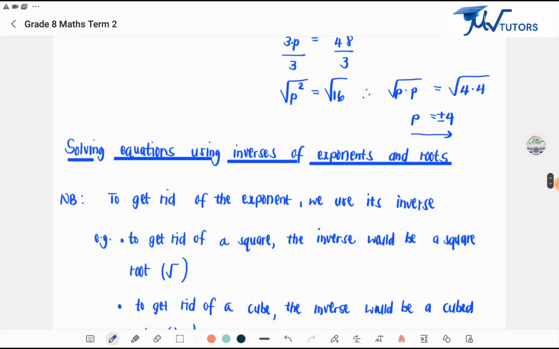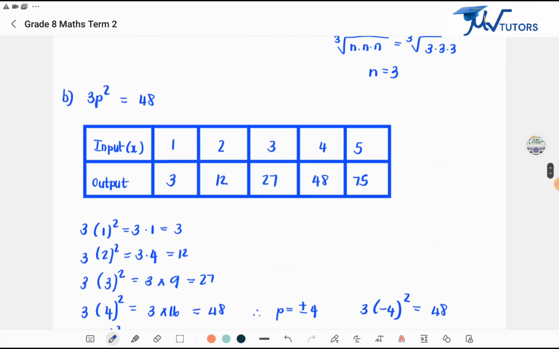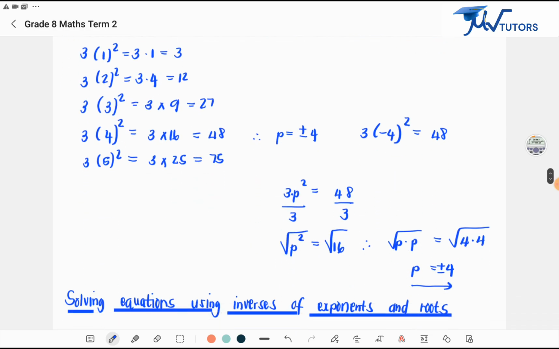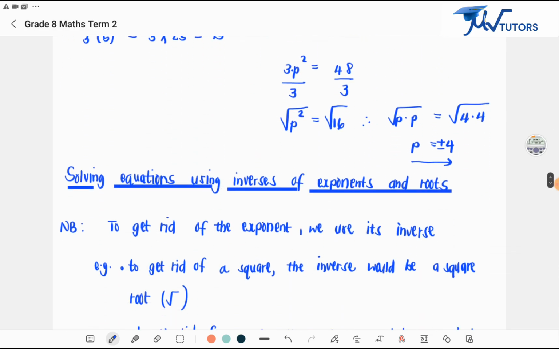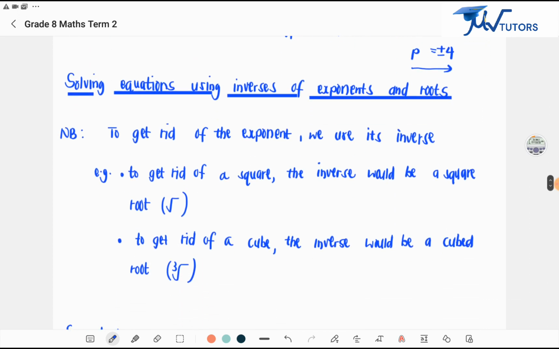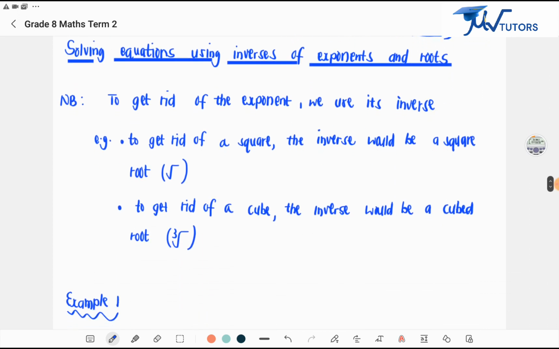Okay, so firstly, I was just showing you how to use the table, and I introduced how to actually solve it, right? But now let's look at it as a whole subject: solving equations using inverses of exponents and roots. Here it is formally written so that it is actually sinking in. I introduced it to you, I showed it to you, now let it sink in deeper.